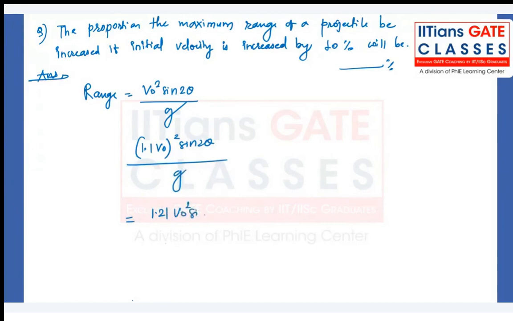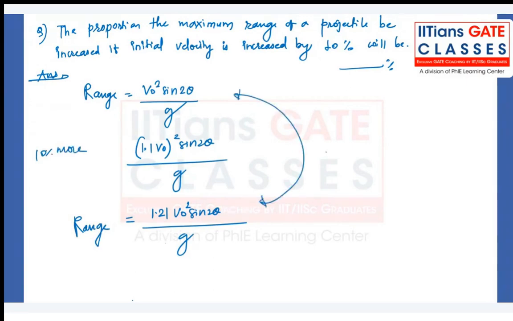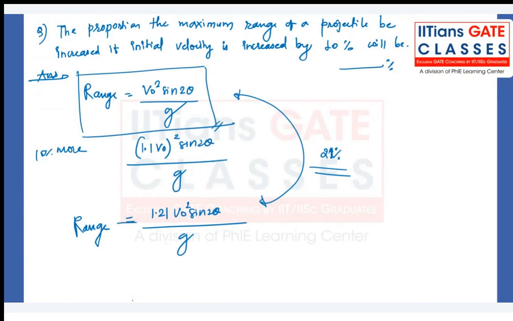And now if you compare, you can clearly see it's 21% more than the initial one. So it will increase by 21%. You understood this formula for range. Range is equal to V naught square sine of 2 theta divided by g, right? This is clear. Then what is the question asking?